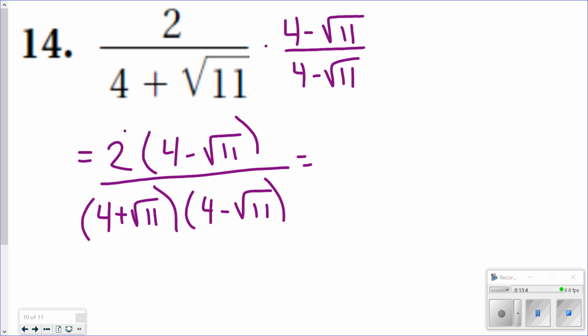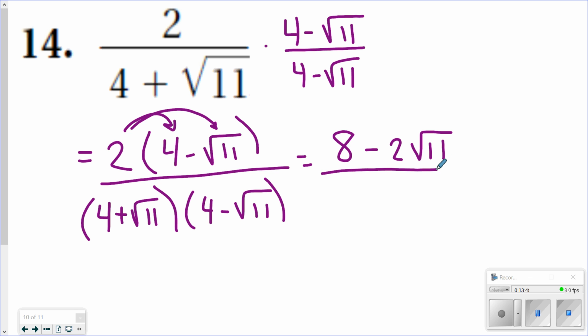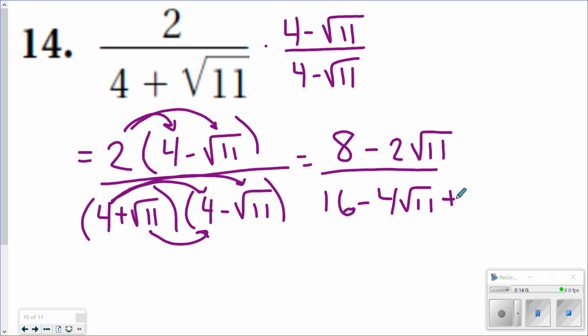All right, so let's distribute in the numerator. That gives me 8 minus 2 the square root of 11 divided by, and in the denominator, I am going to FOIL. So 4 times 4, I get 16. 4 times a negative square root of 11 is negative 4 square root of 11. The square root of 11 times 4 is a positive 4 square root of 11. And the square root of 11 times the square root of 11, you can just plug that in your calculator. It's 11, and with the negative it's minus 11.